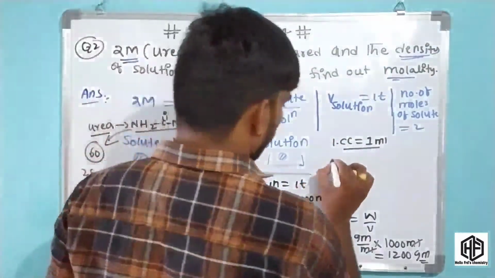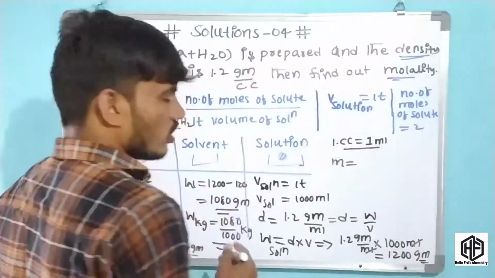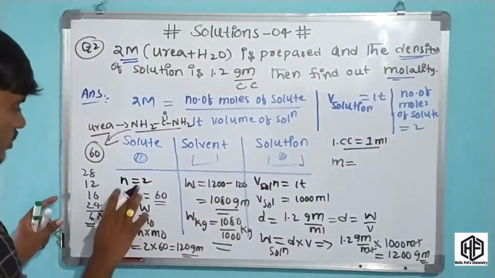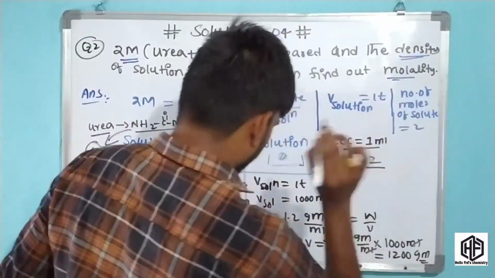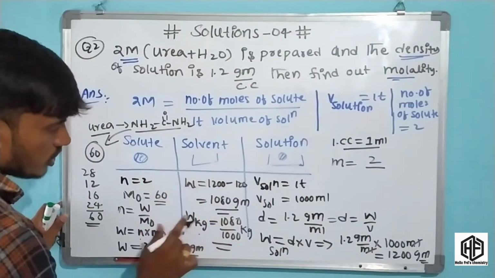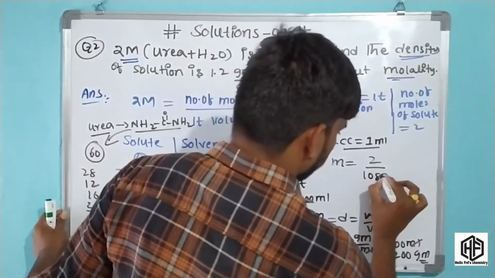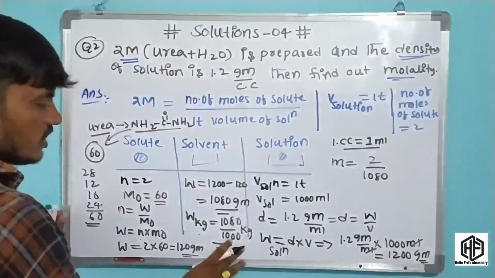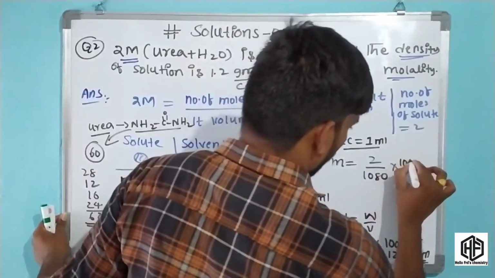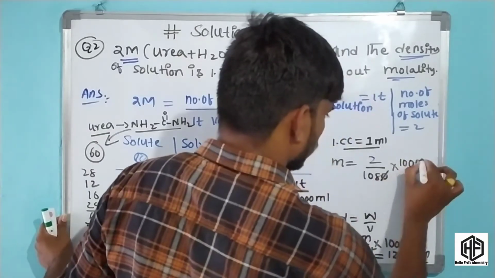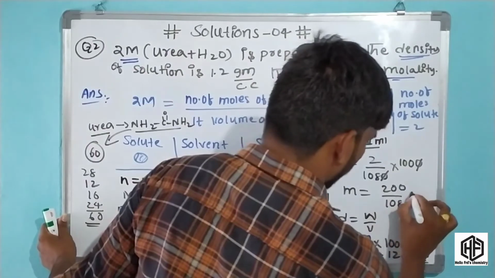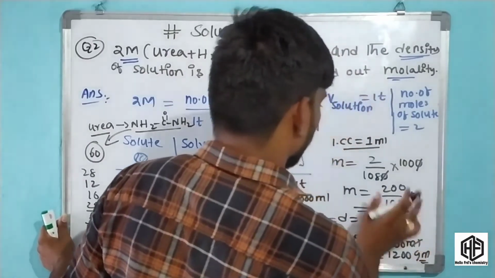Simply, molarity is equal to the number of moles of solute per kg weight of solvent. The number of moles of solute is the 2. The per kg weight of solvent is 1080 by 1000. 1000 is the denominator, and this is the numerator. Now this is the 1000. Okay friends, the 0 is cancelled. Molarity is equal to 200 by 108. This is the molarity of this question.